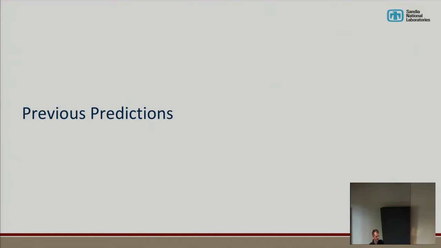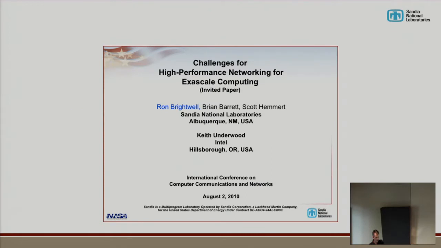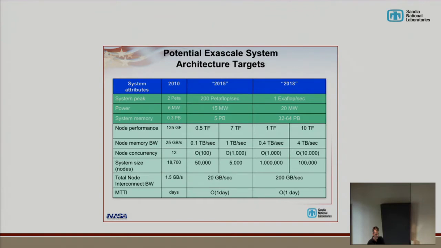All right, so this goes into my previous talk that I gave about 7 years ago, in 2010, on the challenges for high-performance networking for exascale computing. This was an invited talk and paper that I gave at the International Conference on Computer Communications and Networks. I think it was in Zurich. So this is essentially what we were looking at at that time and what we thought exascale was going to be and some of the challenges around that. This will give you some idea of how good I am at predicting the future as well. If I'm not very good, you can just stop paying attention after I show these slides.